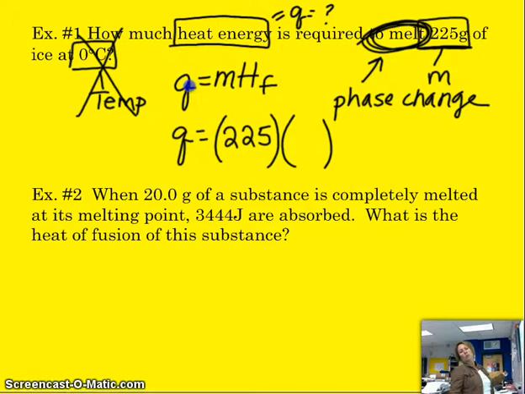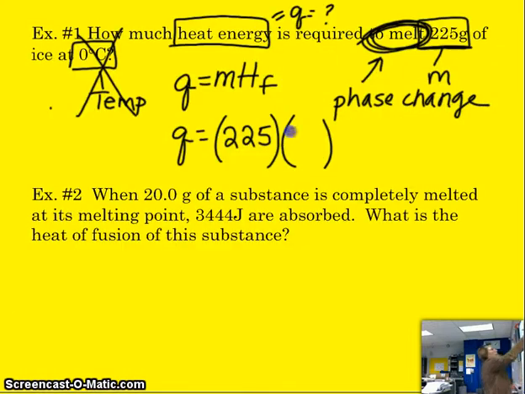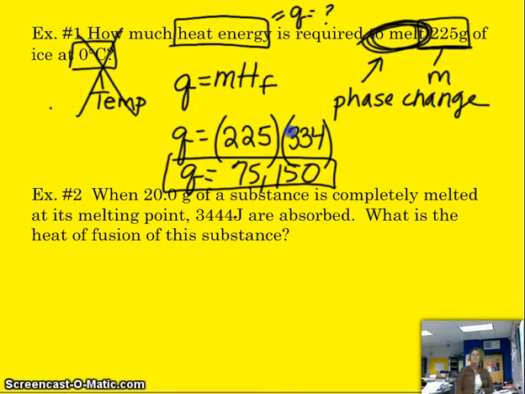It looks as though we don't know two things. We don't know Q and we don't know HF. And just like the problems we were doing, if you don't know two things, ask yourself, is this water? Do we have ice? And we do. And when we have ice or we have water, the constants are on Table B. Since we're melting, we need HF. It's 334. You just plug it into the equation. When the variables are next to each other, you multiply them. 225 times, turn on the calculator first, 334. And you get 75,150. Final answer, done. Okay?